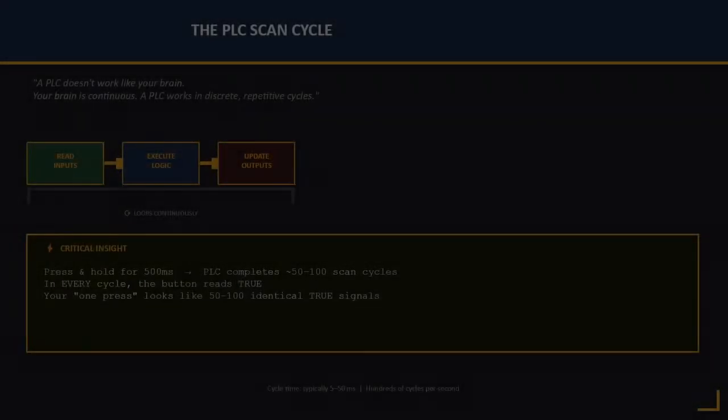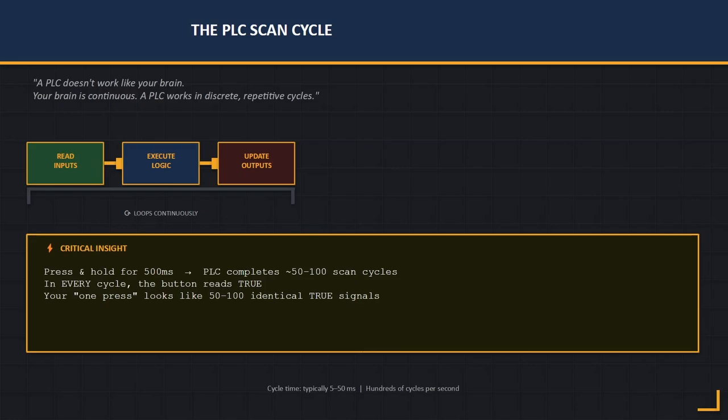A PLC doesn't work like your brain. Your brain is continuous. You see the button go down, you see it come back up. You process it in real time. A PLC is different. It works in cycles, discrete, repetitive cycles, and every cycle has 3 phases.